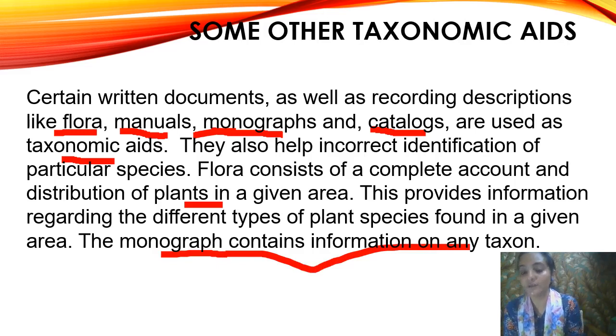What are the different taxonomical aids that we are dealing with? Herbarium we have seen, then botanical gardens, then museums, then zoological parks, then the keys. And the others are the flora, manuals, monographs and the catalog. With the help of all these taxonomical aids, it will be a great blessing for us in helping taxonomical classification. I think the topic is clear for you.